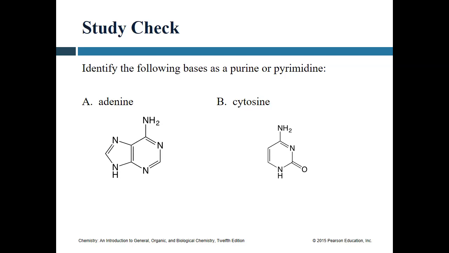So let's just make sure that we understand some of our terms here. Here I have an adenine and cytosine. One of these is a purine base. One of these is a pyrimidine base. Which one is which? So show me with your fingers. 1 for A, 2 for B. Which one is the purine base?